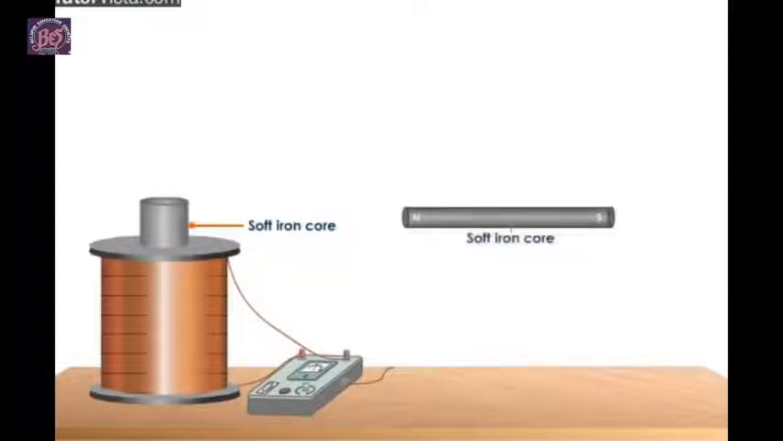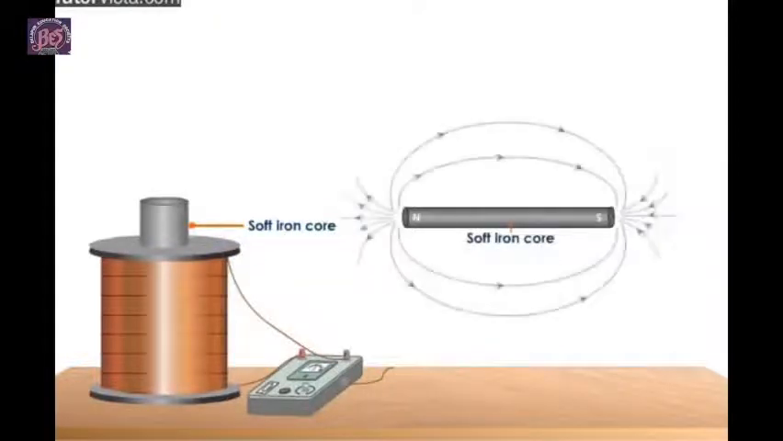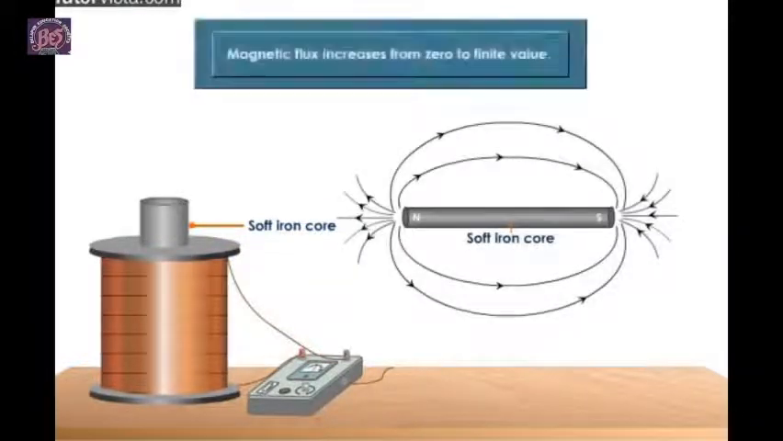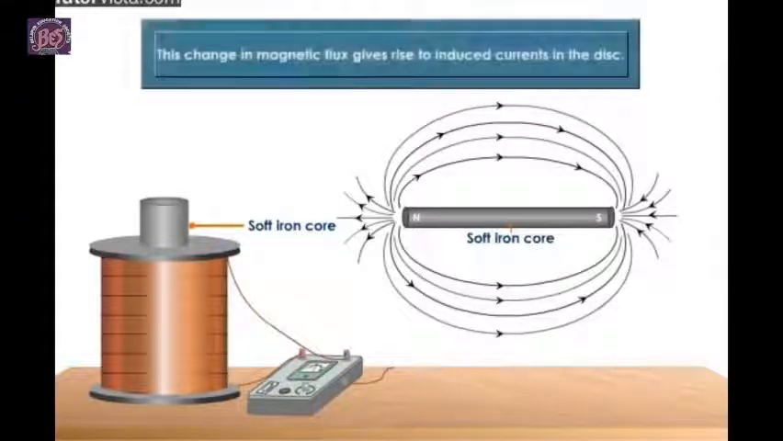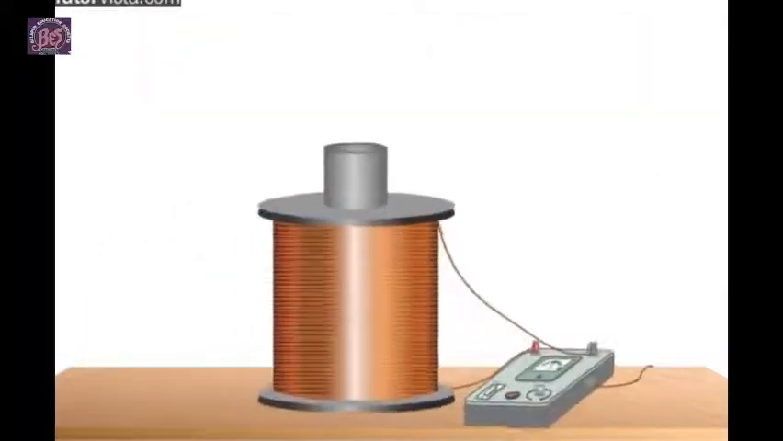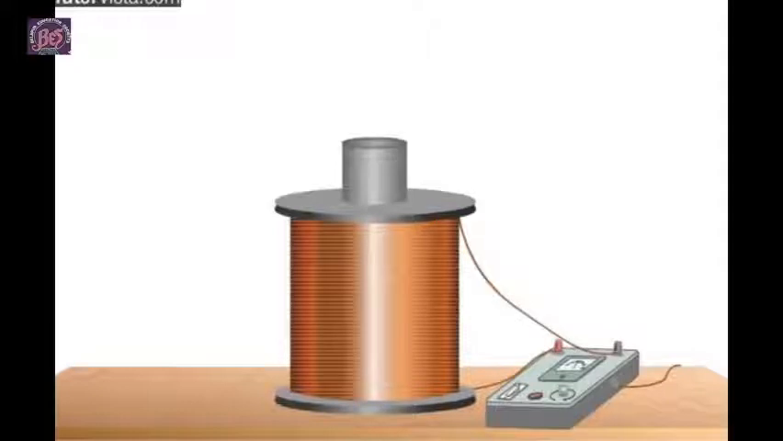When current flows through the solenoid, magnetic flux linked with the solenoid increases from 0 to a finite value. This change in magnetic flux gives rise to induced currents in the disc. The upper face of the soft iron core attains the same polarity as the lower face of the disc. Hence, the disc is repelled by the soft iron core and is thrown up in the air.